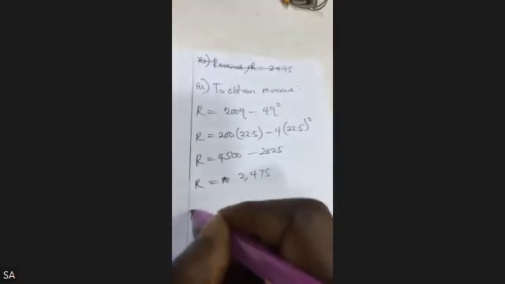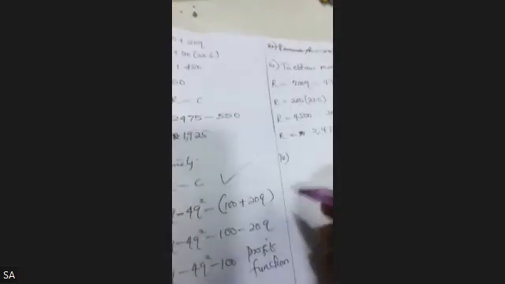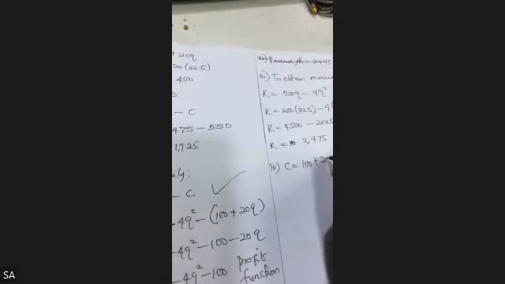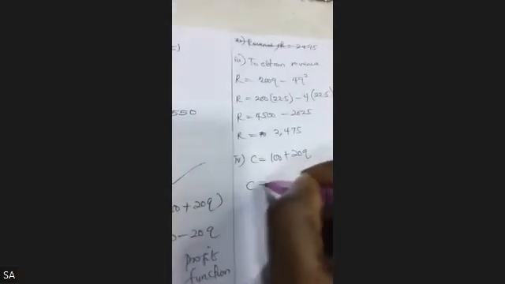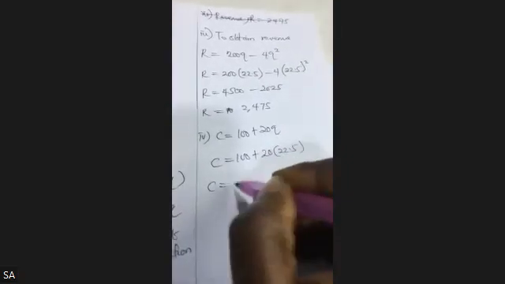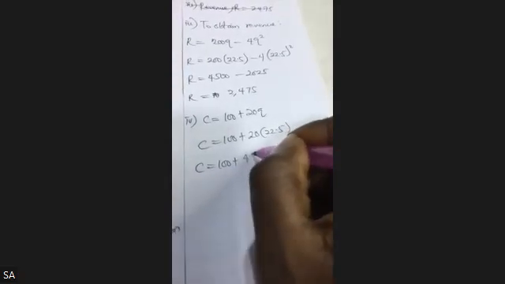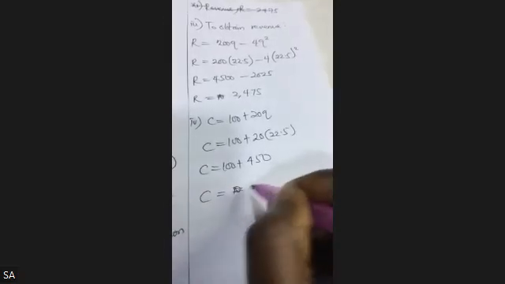Now let's do total cost. Let's just follow the way the equation actually came. We've obtained total cost here. C equals 100 plus 20Q, so C equals 100 plus 20 times 22.5. C will give us 100 plus 450, so C is 515. Now let's do the next question.